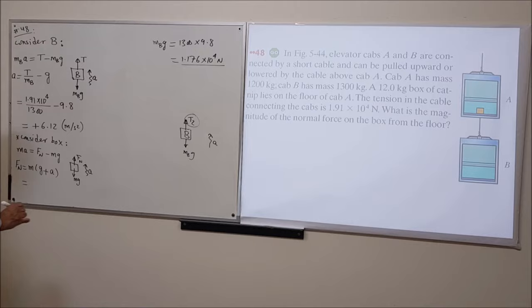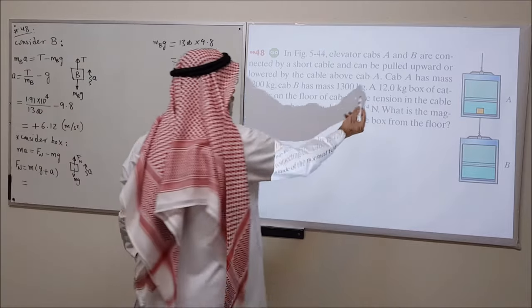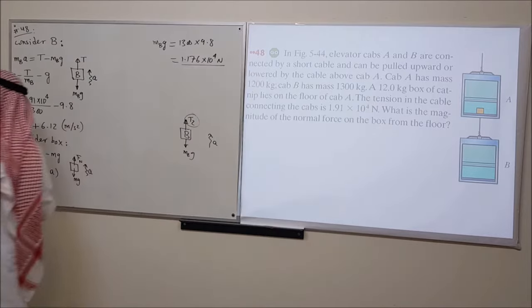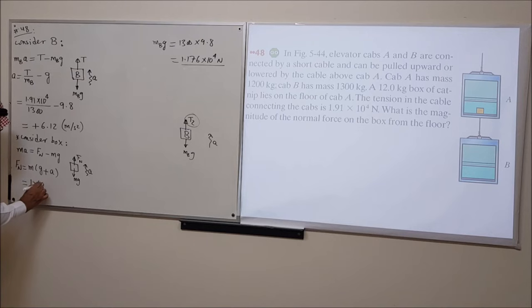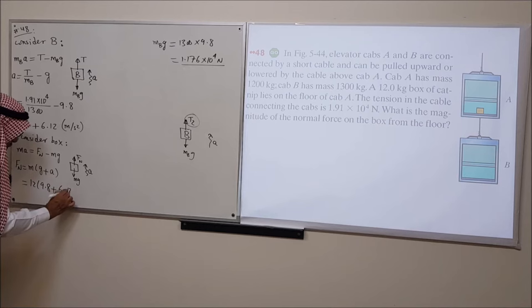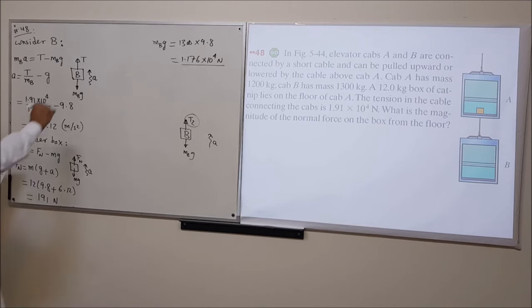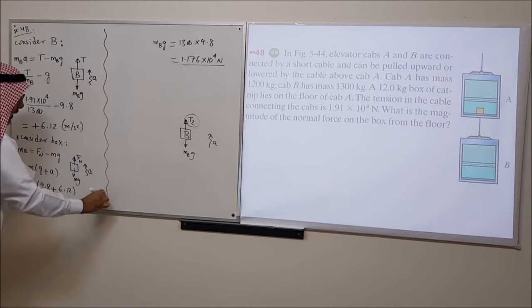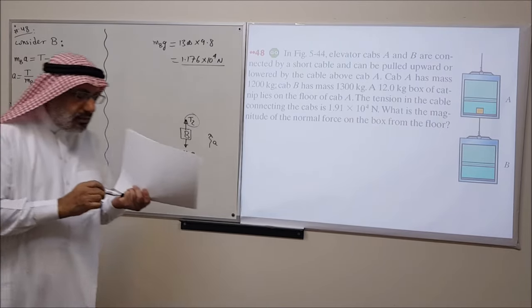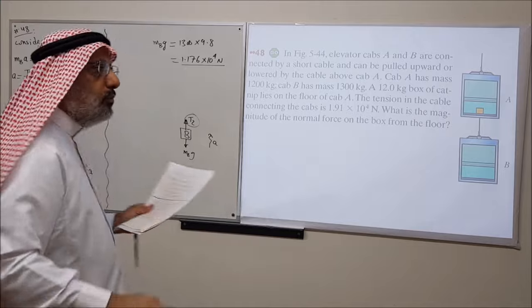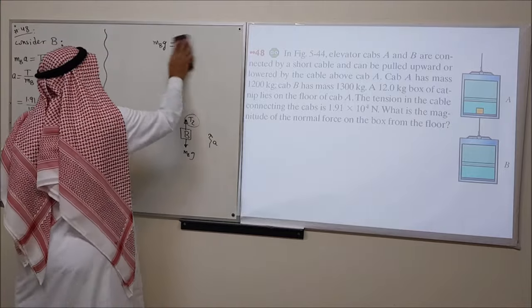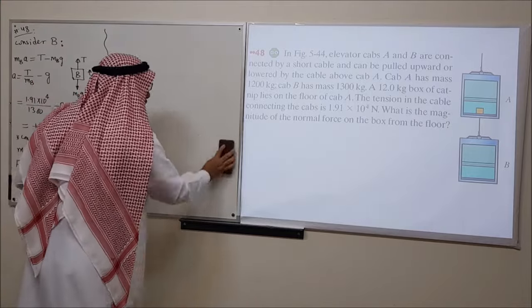And this is equal to, the mass of the box is 12 kilograms, so 12 multiplied by 9.8 plus 6.12, and that will give me the normal force on the box as equal to 191 newtons. There we have it. So this is a problem involving vertical acceleration, like the example we did from the book on the person in the elevator.